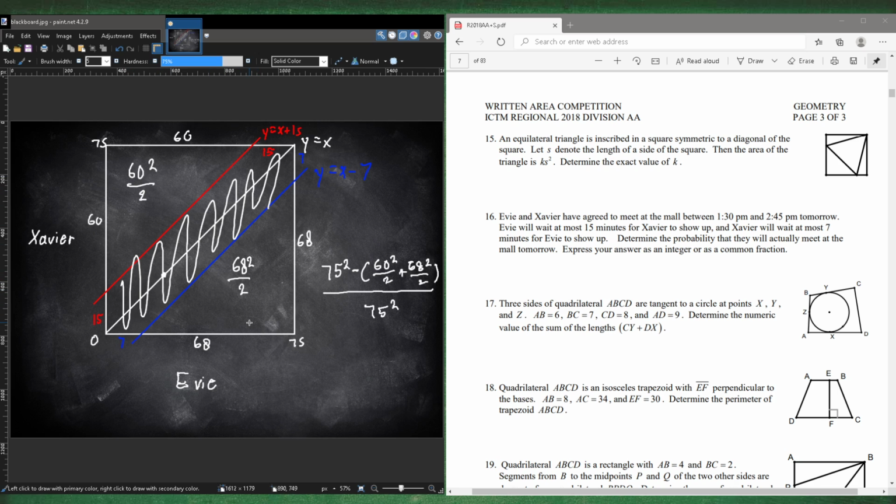So we have 60 squared plus 68 squared divided by 2, 75 squared minus that, and then divide by 75 squared. And we get an answer of 1,513 over 5,625. And that is our answer for number 16.